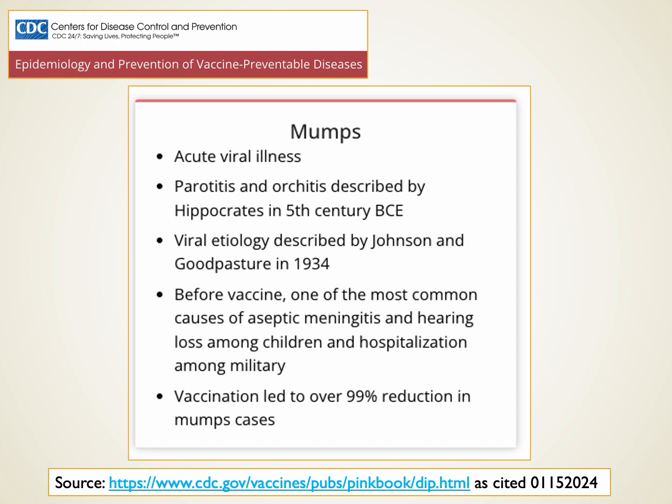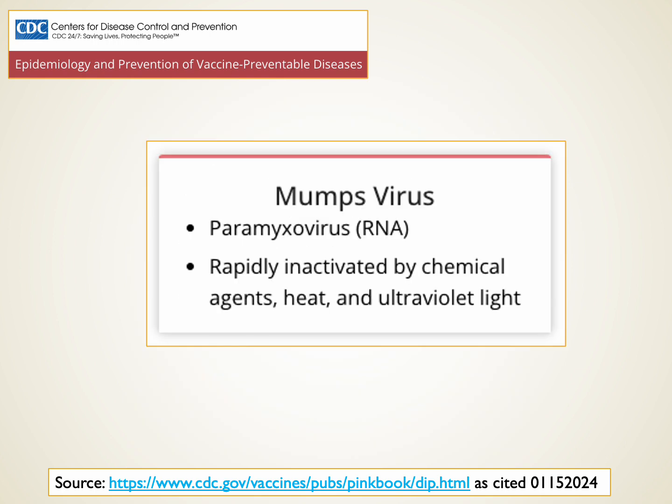Mumps. Second one is mumps. Again, another acute viral illness that produces orchitis. It's been reported for years from the age of Hippocrates, 5th century BC, 500 BC. And it was a very common cause of aseptic meningitis and hearing loss in children before the vaccine was available. Vaccine led to over 99% reduction in the cases of mumps.